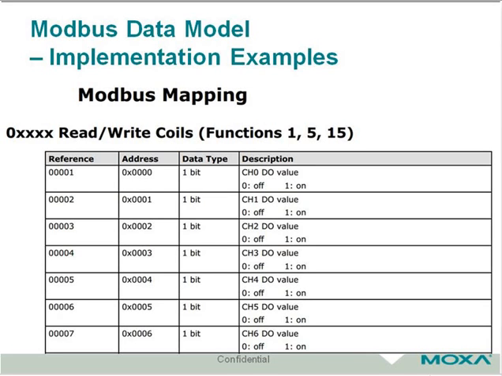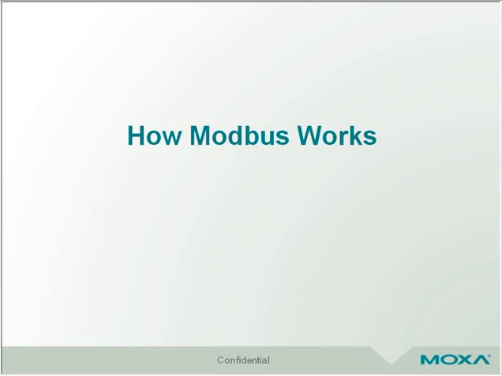And this is an example from the user manual of a Modbus device. It tells the user how to read or write data with this device. The second part is how Modbus works. And after this slide, we are talking about the application data unit.